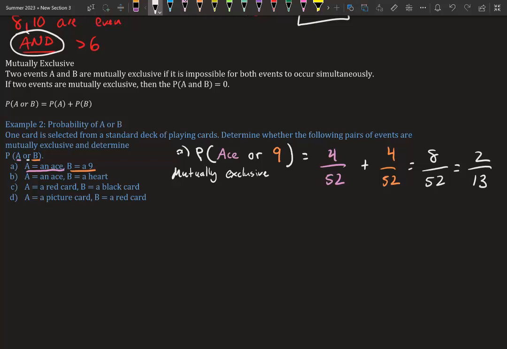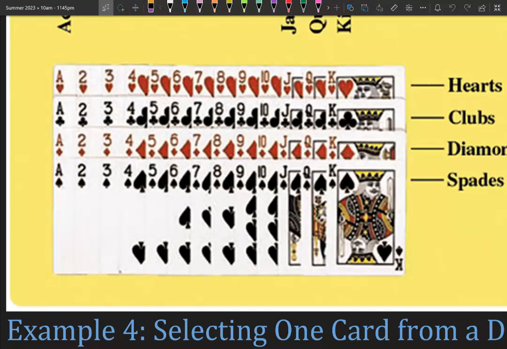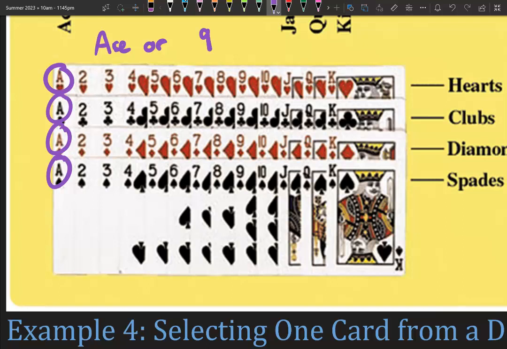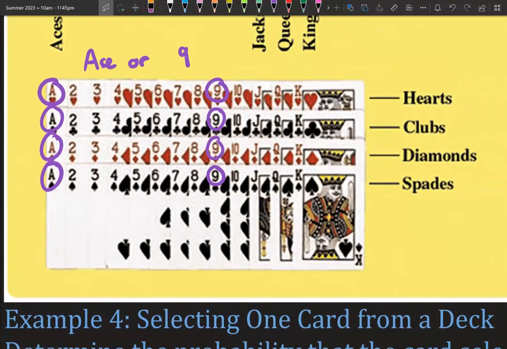If we go back to our deck of cards, you'll see we're looking for an ace or a 9. Let me just write here what we were looking for: an ace or a 9. So let's look at all of our aces. We have 1, 2, 3, 4. Awesome. Our 9s, we have 1, 2, 3, 4. But do you notice that each of these has the same group? It's ace through king, just a different symbol and a different color. That's because we have 4 sets: a set of hearts, a set of clubs, a set of diamonds, and a set of spades. Each set is going to have an ace and a 9.